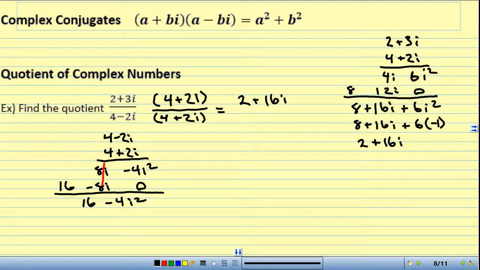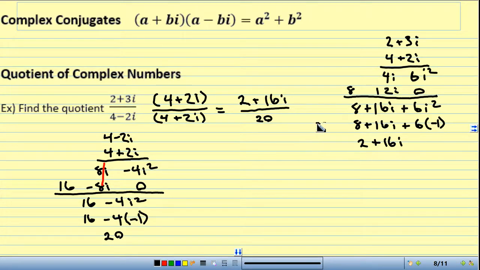Well, we know what 4i squared is. Remember, i squared is -1. So 16 minus 4 times -1. Well, that becomes a positive 4. 16 plus 4, 20. So what I have is all of this is over 20.